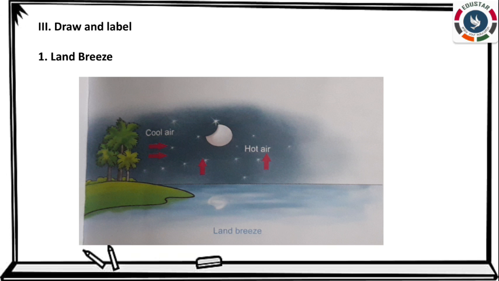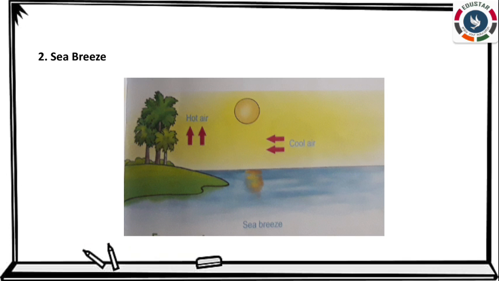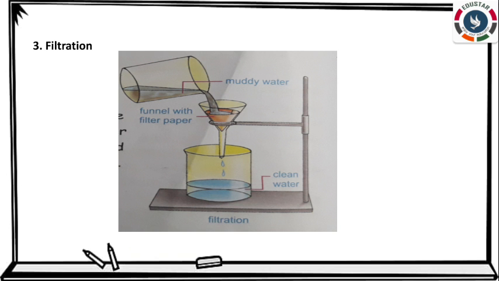Next, the third Roman letter is draw and label. So first one, land breeze. If the image is not clear, you can refer to page number 69 for land breeze and sea breeze. So draw the picture neatly with a pencil. Okay. Third one, filtration. If you have any doubt, you can clarify with the book, page number 74 for filtration.